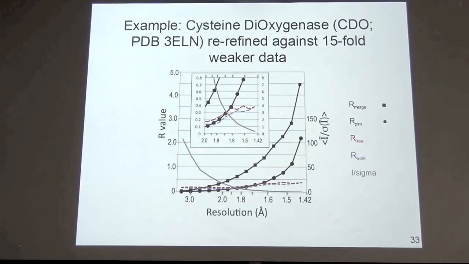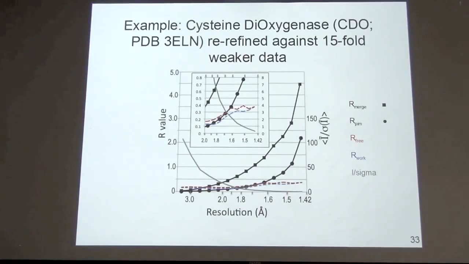Now I'll just give one example for this. This is what we published 2 years ago, the same data. So this is a data set giving very high R-merge at the high resolution edge, 450%, so 4.5 here. Really weak data. I over sigma is that the gray curve here, if we look at the inset, that's just the zoomed in part, goes below 1 before 1.5 angstrom. And it's below 2 at around 1.6 angstrom.